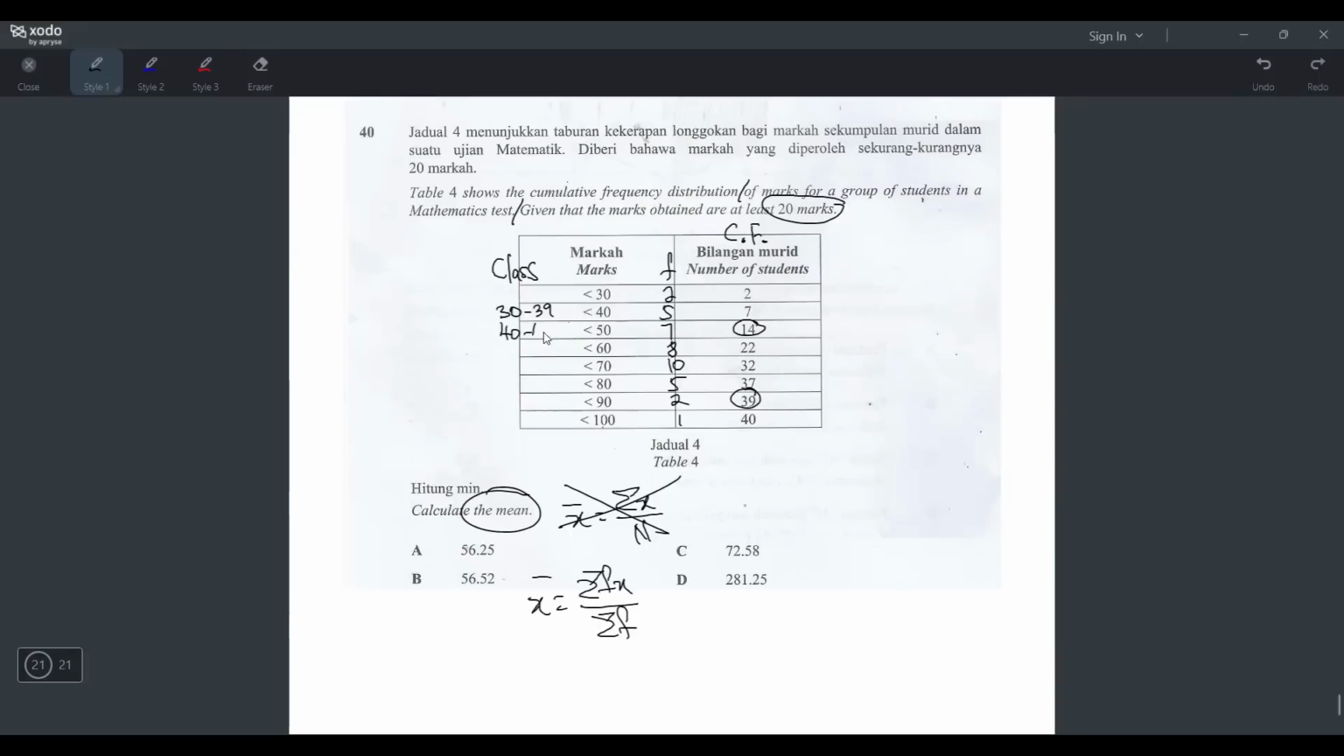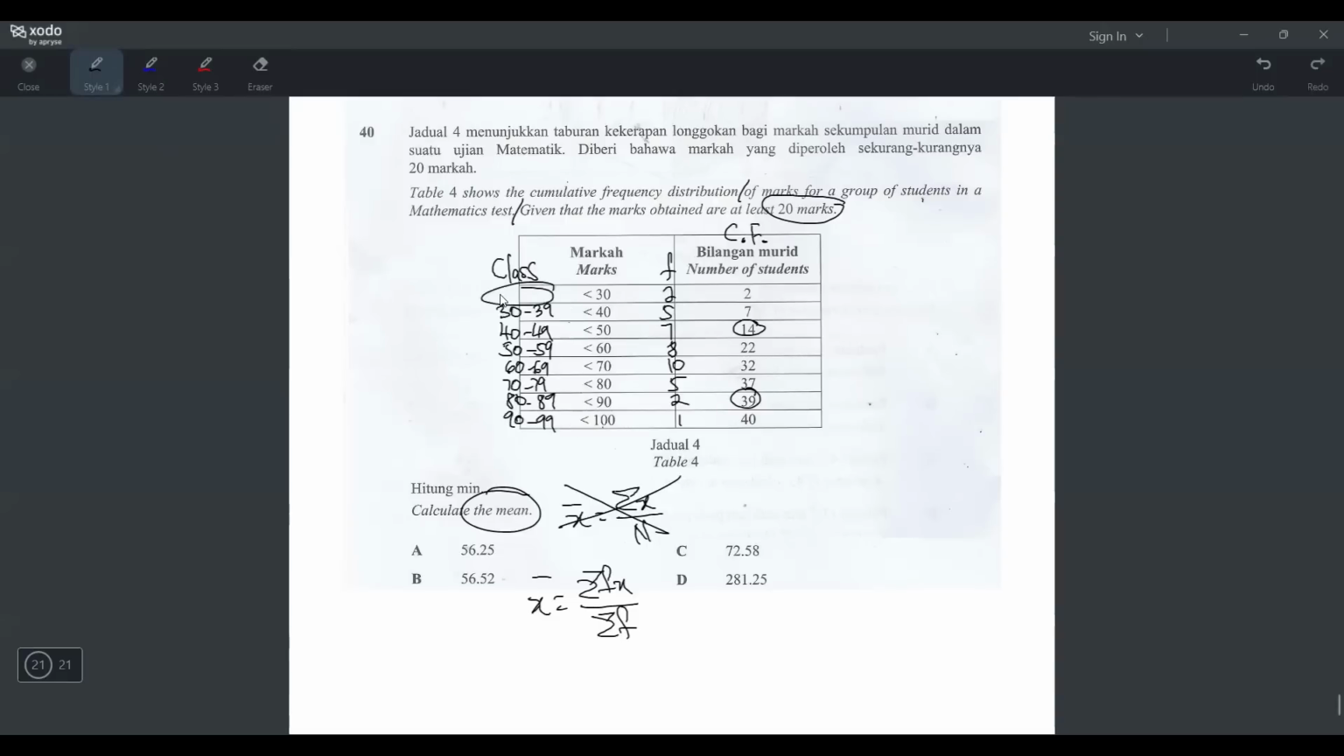And then 40 to 49, correct, because less than 50, right? And then less than 60 would be 50 until 59. This one is 60 until 69, 70 until 79, 80 until 89. This one 89. So less than 90, right? 89. And then this one 90 until 99, because less than 100.